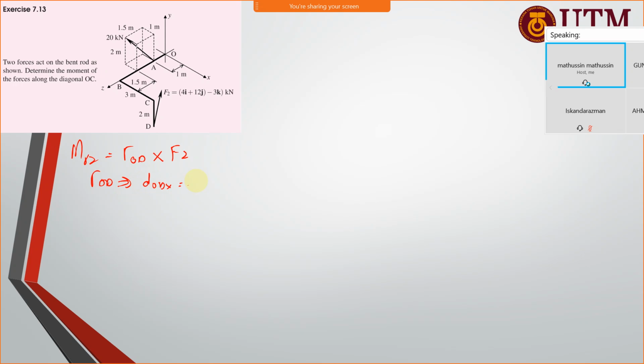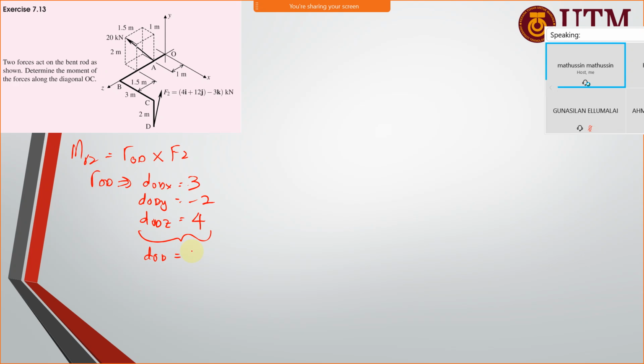DODX, 3. Okay, good, 3, positif. DODY, negatif 2. DODZ sama dengan 4, 4 juga. DODZ sama dengan 4. So dari situ kita boleh dapatkan DOD sama dengan 3 square tambah 2 square tambah 4 square.